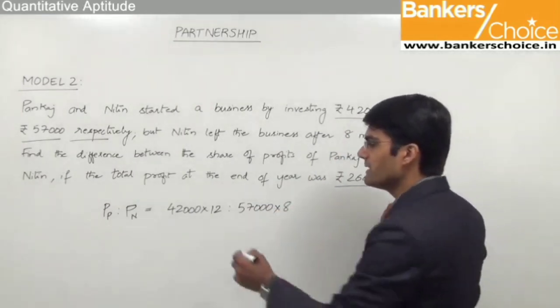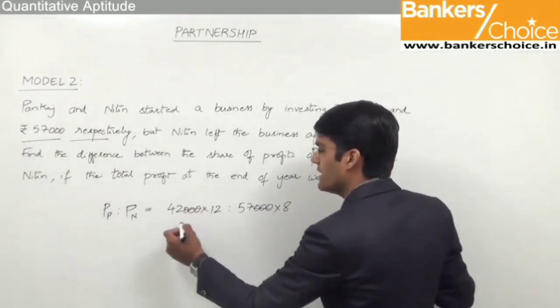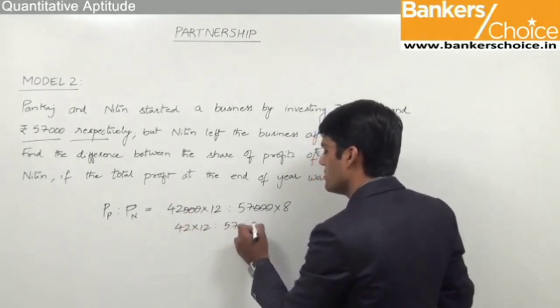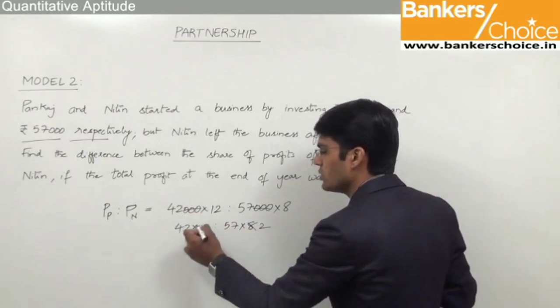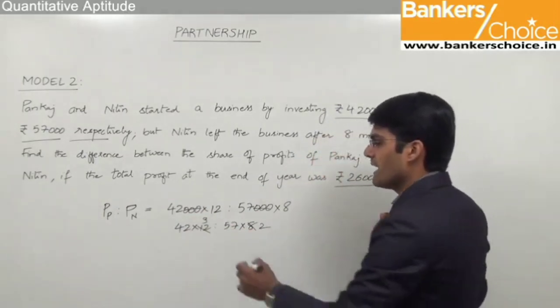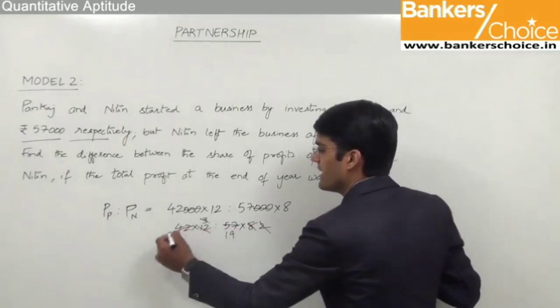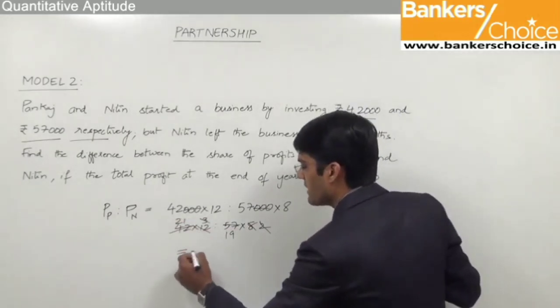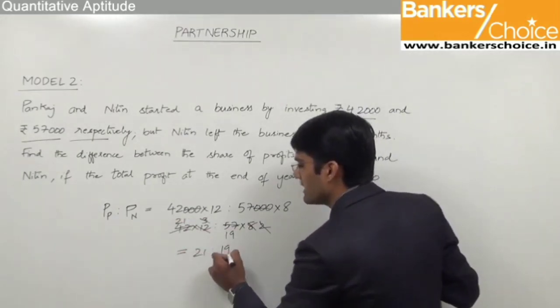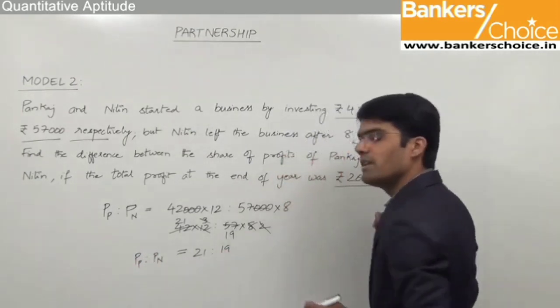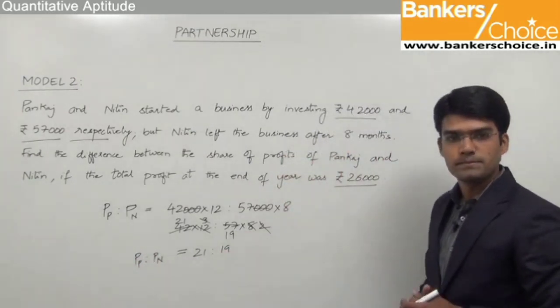So by simplifying this, we get the ratio as 42 into 12 is to 57 into 8. That is nothing but 4 into 2 and 4 into 3, and this is 3 into 19 times, and this is 21 times. So very clearly the ratio is 21 is to 19. So profit of Pankaj is to profit of Nitin will be equal to 21 is to 19.